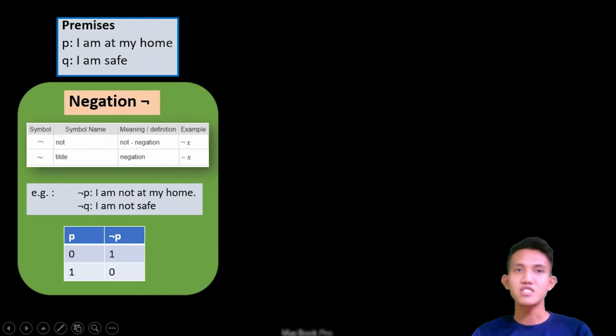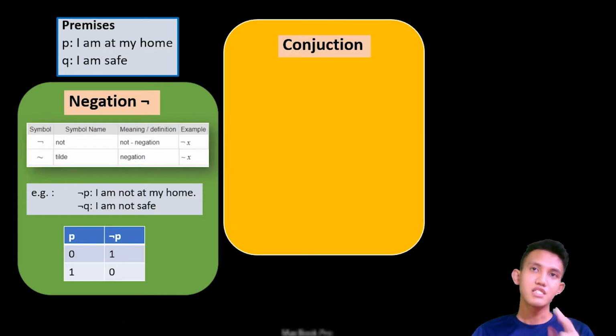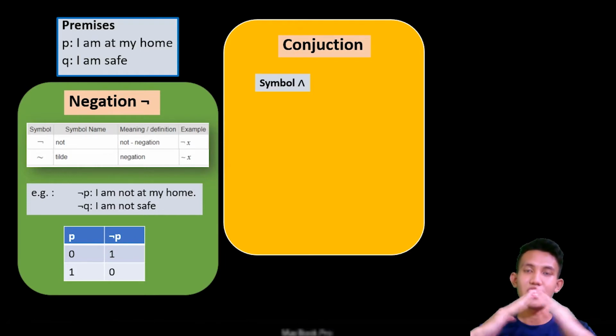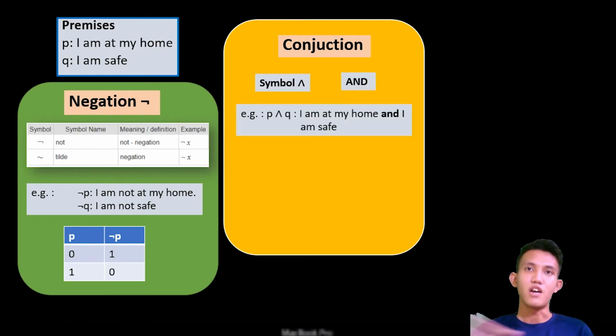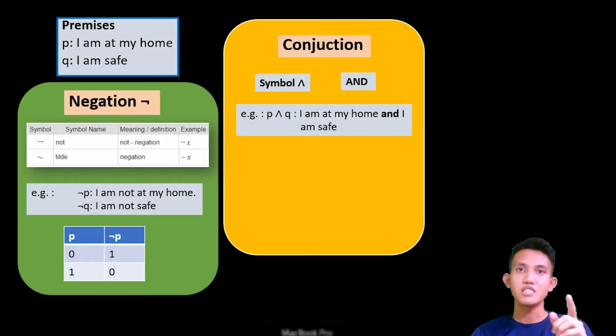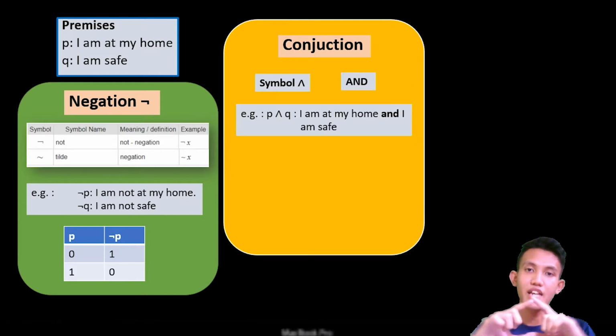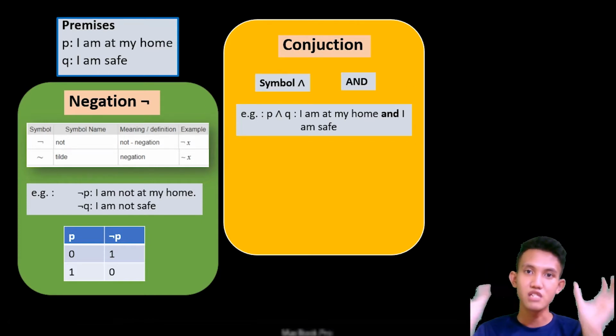Okay, next. The truth table for negation is, if we put 0, 1 over here and we negate it, 0 turns to 1 and 1 turns to 0. The second one is about conjunction. The conjunction symbol is like a V but upside down, an arrow like a rooftop, and what we call this is AND. So how to use conjunction? When we put this P, the premise becomes I am at my home and I am safe. We just add the word AND in the middle of the two premises.